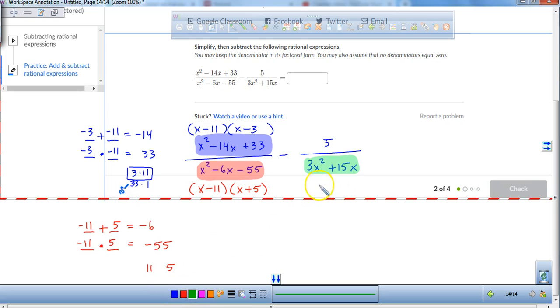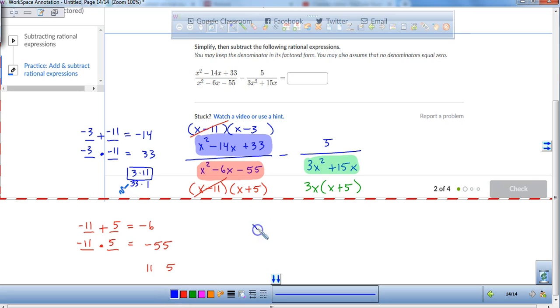And last, right here, what we are going to do is factor out 3 and an x, and that's going to leave us with an x plus 5. Because 3x times x is 3x squared, and 3x times 5 is 15x. So that's the first thing I always do. I always try to factor everything and see if there's any common factors that we can cancel out. Because right now, I'm taking these guys out. That cancels that out, and I'm going to rewrite what we have left.